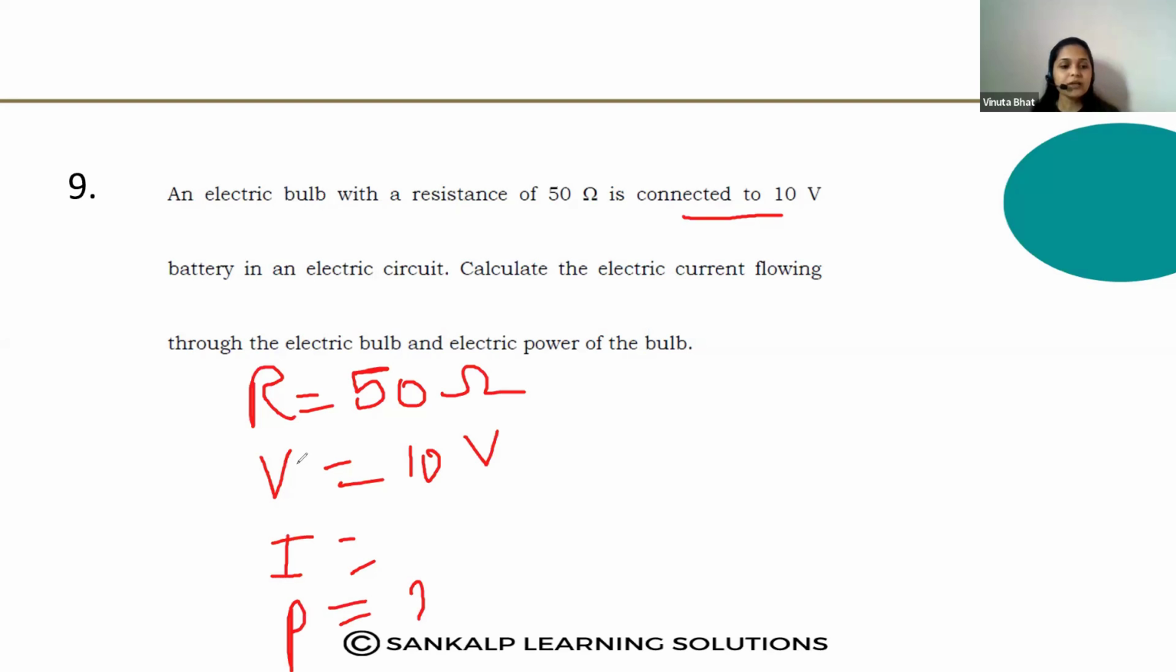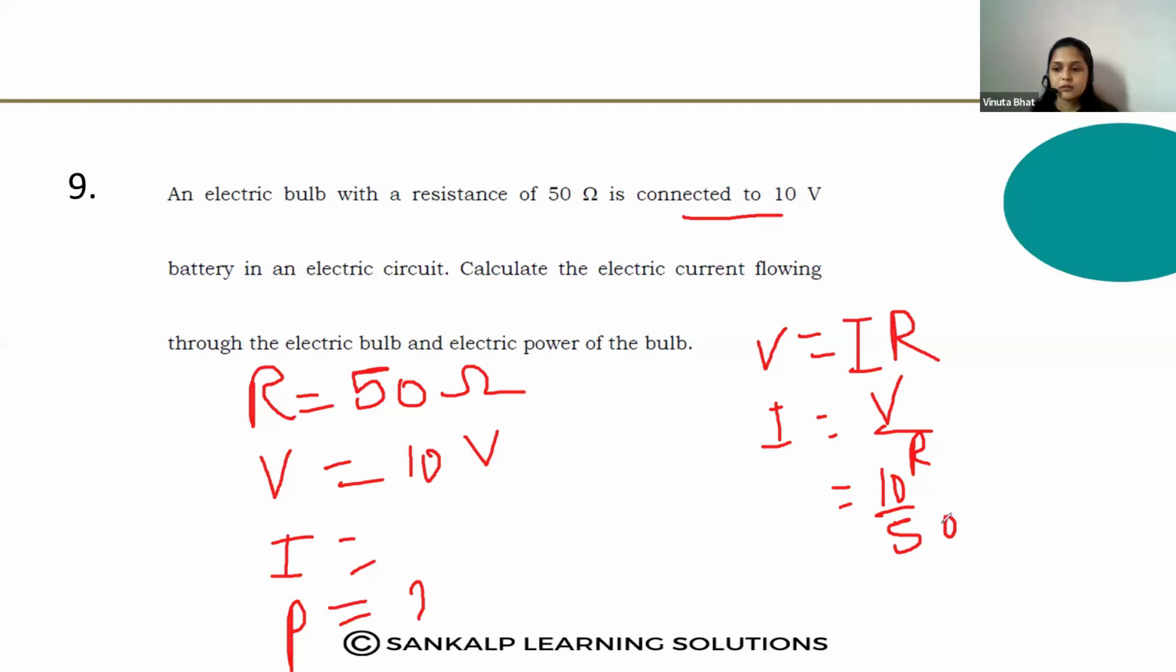So here R and V values are given. So which formula will you apply? V is equal to IR. Already you know the value of V and R. So I is equal to V by R. So V is 10 volt, and R is 50 ohm. So 1 by 5. 1 by 5 means I is equal to 0.2 ampere. What is the value of I? That is 0.2 ampere.